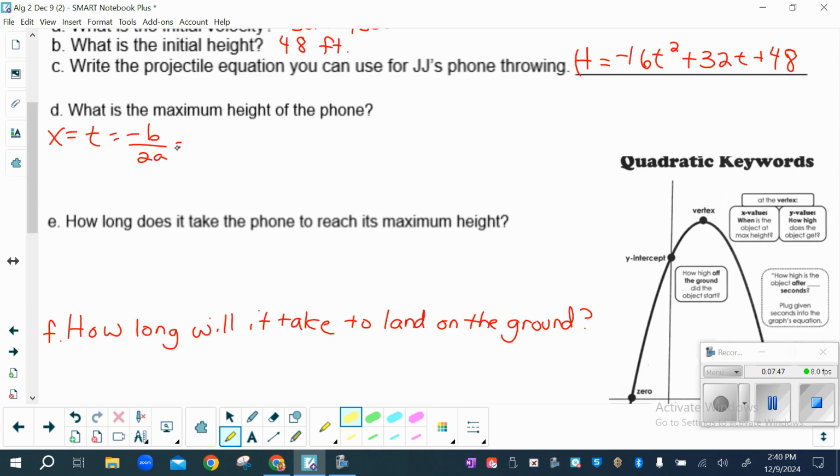So our A is negative 16 and our B is 32. So it's negative 32 over 2 times negative 16. So when you're putting this in your calculator, you have to simplify that bottom first. Okay? So that bottom here, 2 times negative 16, what is that equal to?